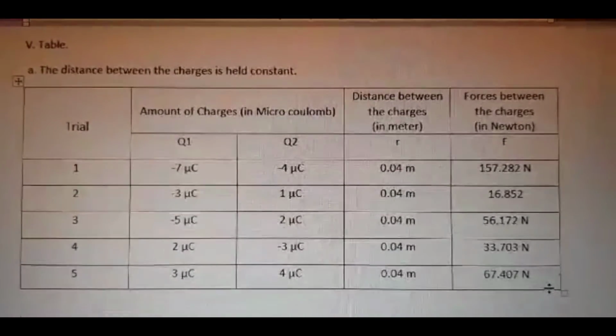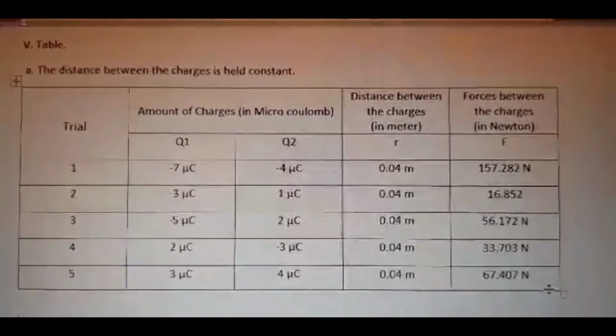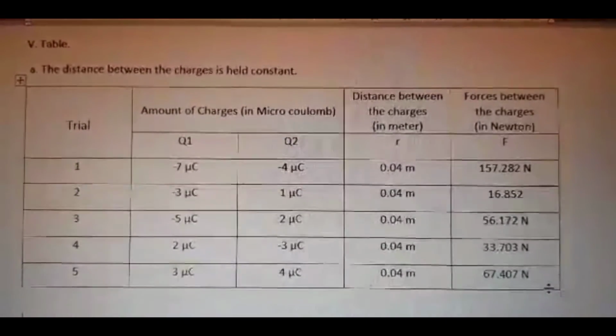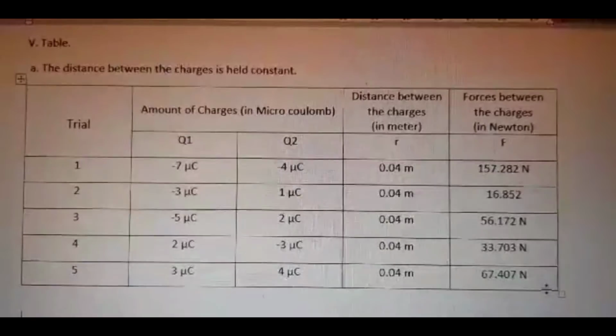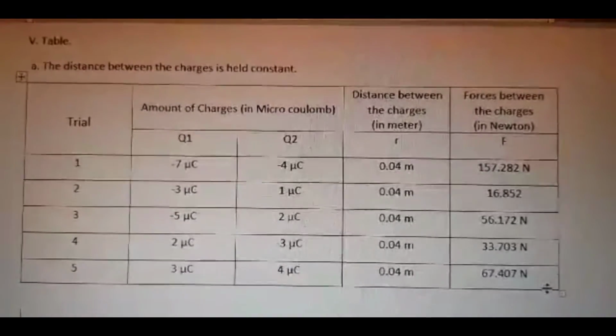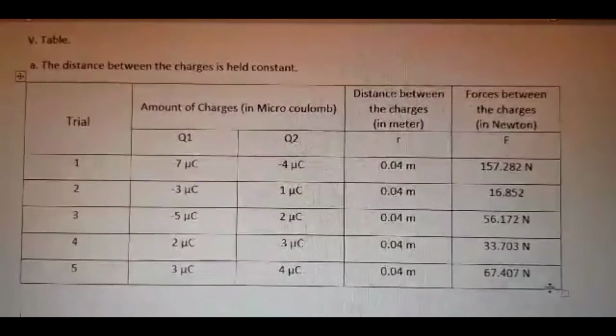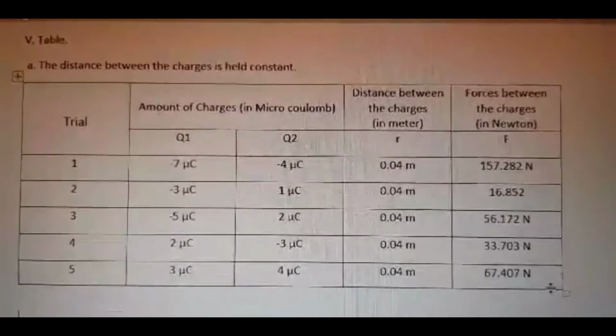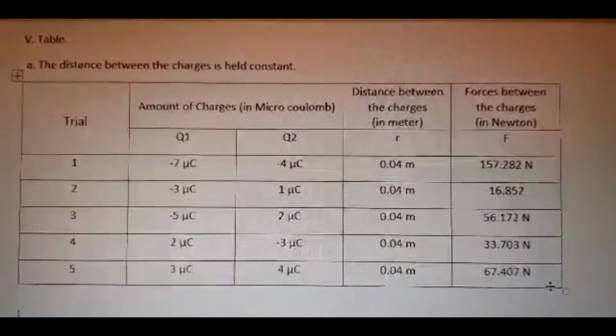So we have here our final table for set A. We have different amounts of charges in every trial. We have the same distance and we also have different forces.